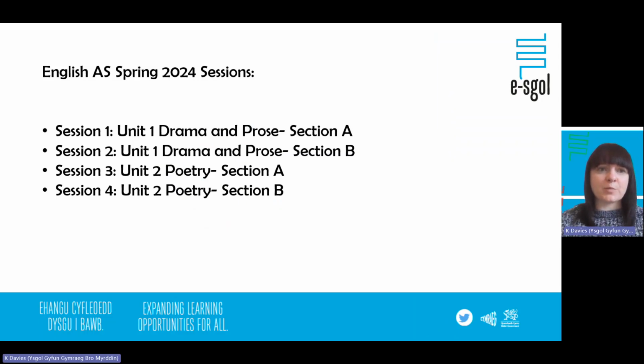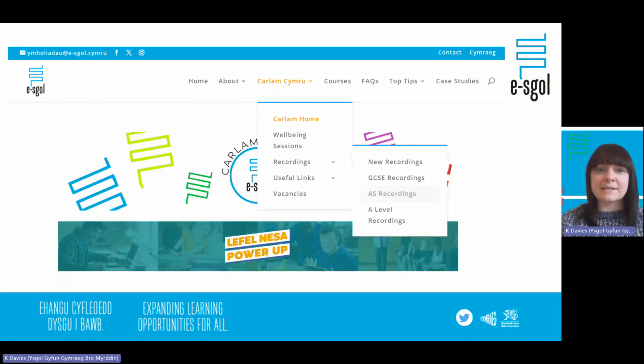The sessions for the Spring 2024 series here are Session 1, the Unit 1 Drama and Prose, where we were looking at Section A. Session 2 is the Unit 1 Drama and Prose, looking at Section B, so that's the drama part. Session 3, looking at Section A, the poetry on Unit 2, and then Session 4 would be Section B of the poetry. Okay, so just a little reminder of how to access these. You'd have to go to the e-sgol website, go to the Calam Cymru drop-down menu, down as far as recordings, and then obviously you'd click on the AS recordings there.